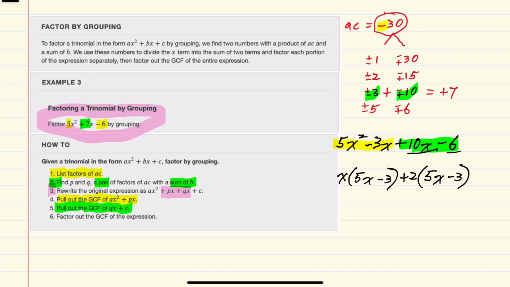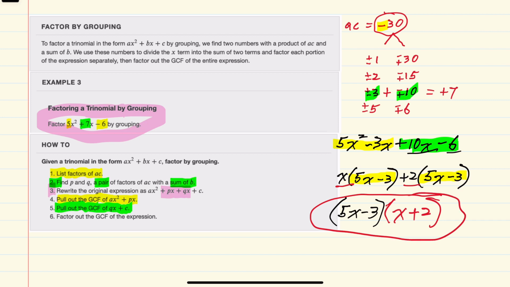We've factored out the GCF of the first half and factored out the GCF of the second half. And since this quadratic is factorable, we now have a common factor between the first half of the expression and the second half. So we can factor out that 5x minus 3. And in the first part, we're left with just the x. And in the second part, with just the plus 2. We have now factored the entire quadratic.